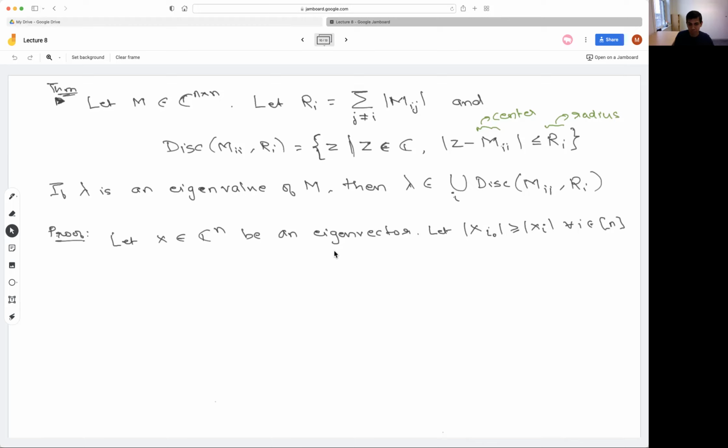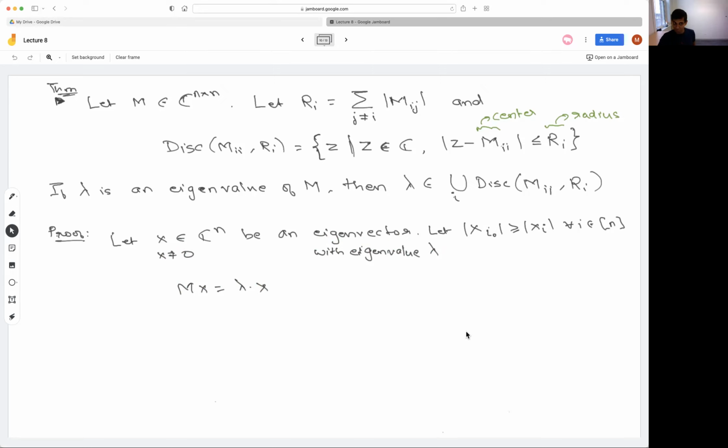To prove it, as I said, most of the interesting stuff is just understanding what the statement is. To prove, let's say, if lambda is an eigenvalue, then there exists an eigenvector x such that M times x is equal to lambda times x. That is the definition of an eigenvalue. And moreover, x is not equal to 0.